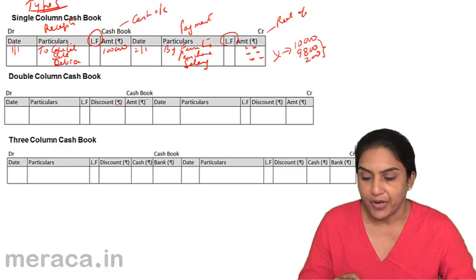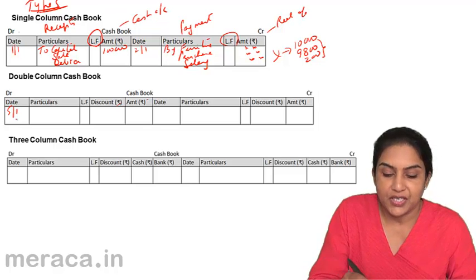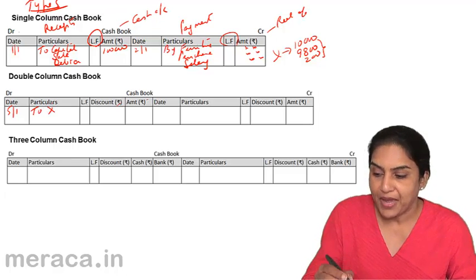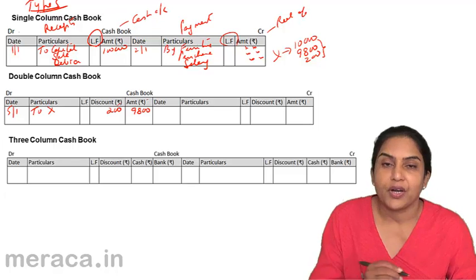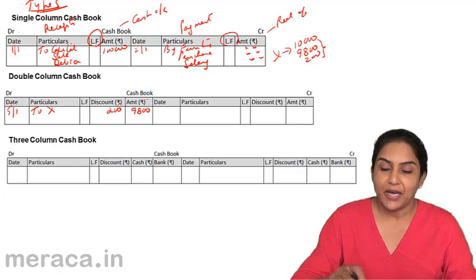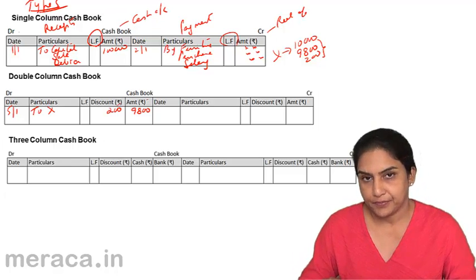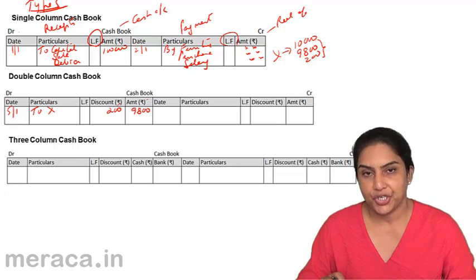So how would we record this? We would put a date here, date of receipt. Since it's a receipt, we put it on the debit side onto X, because we are receiving the money from X, and we write amount received is 9,800, discount is 200. This is how a recording would be done in case of a double column cash book with discount and cash columns.